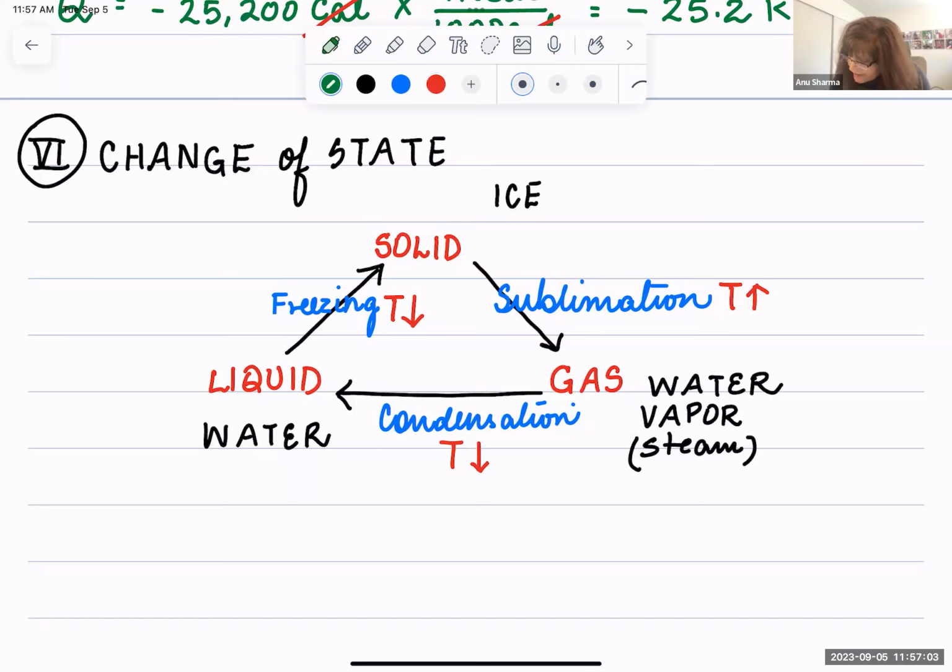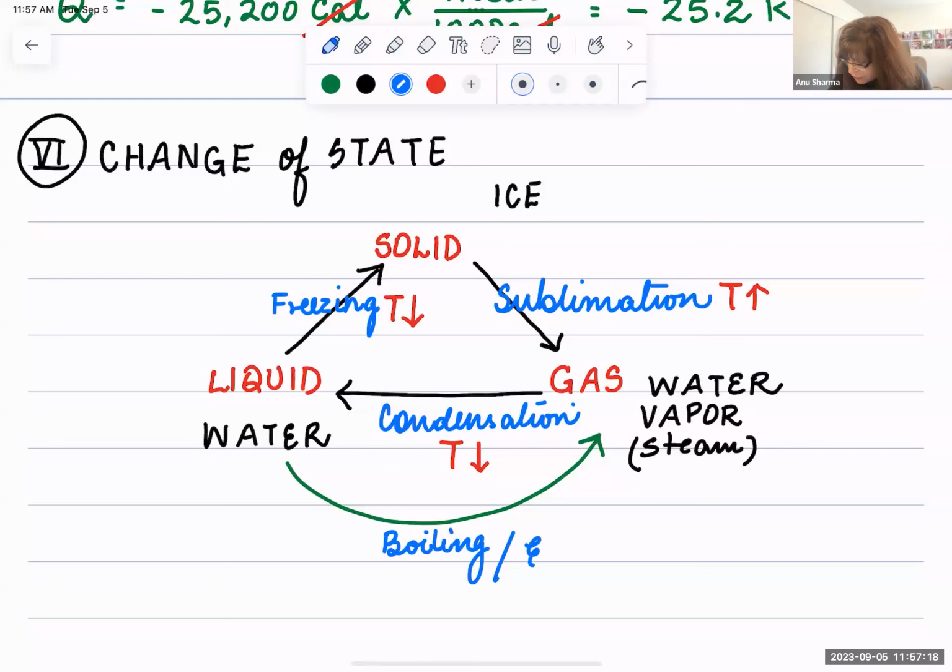Next, let's look at the other one. Liquid to a gas. How does that happen? How do you convert a liquid to a gas? Liquid to a gas is through boiling. And evaporation also, when there is a slight increase in temperature. So here you see the temperature is increasing.